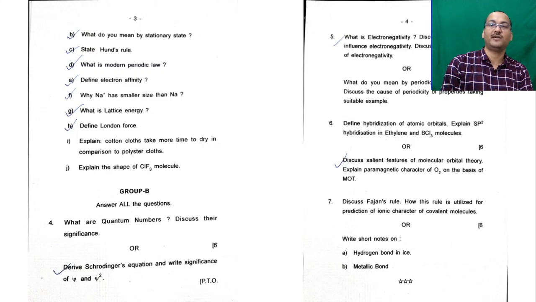What do you mean by periodicity of properties? Discuss the cause of periodicity of properties, taking suitable examples. Define hybridization of atomic orbitals. Explain sp2 hybridization in ethylene and BCl3 molecule.